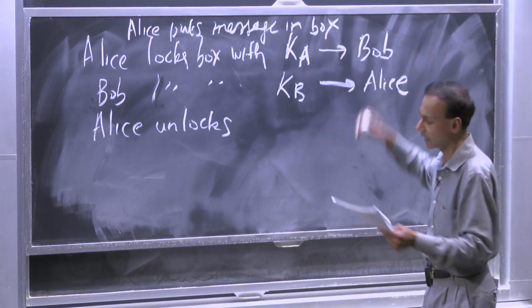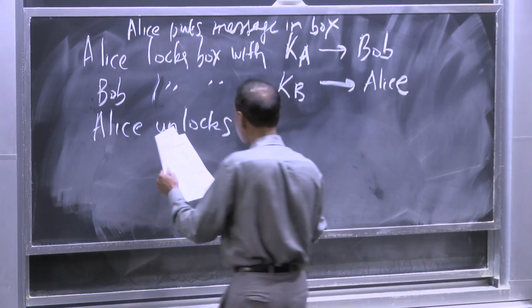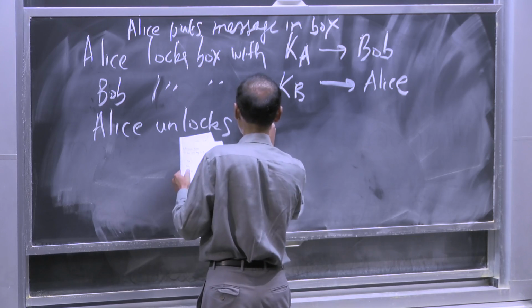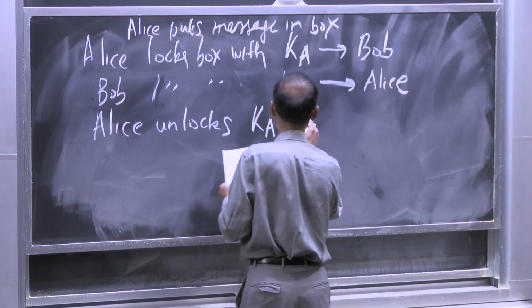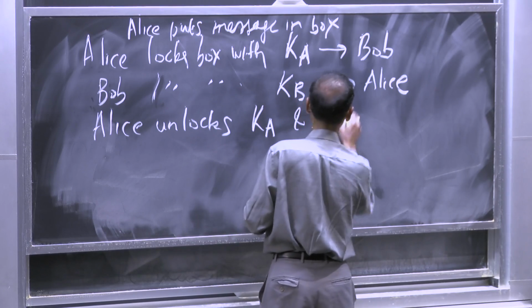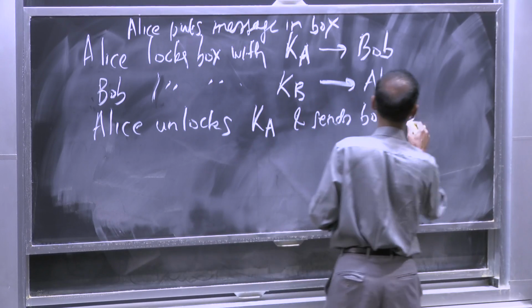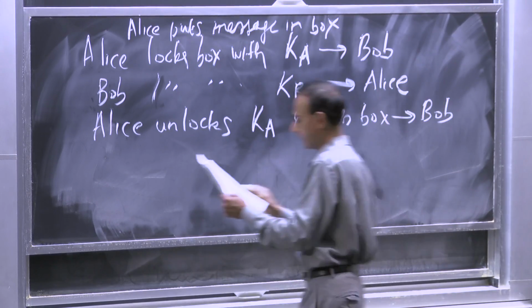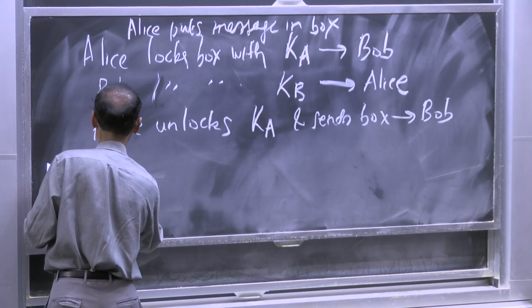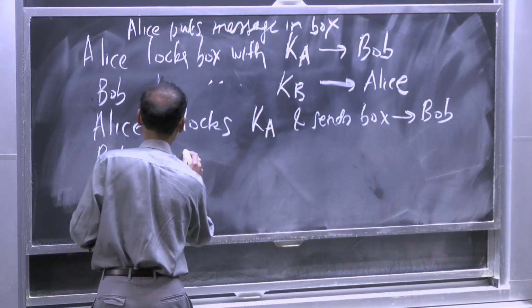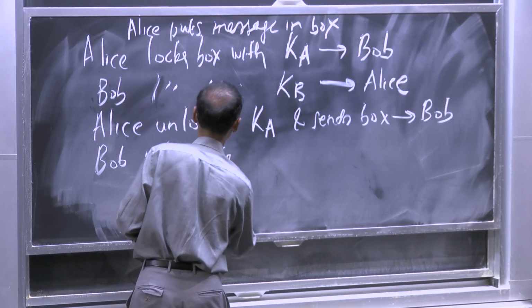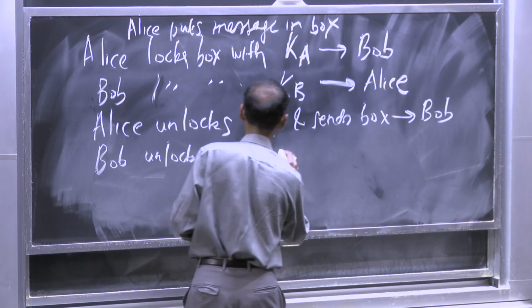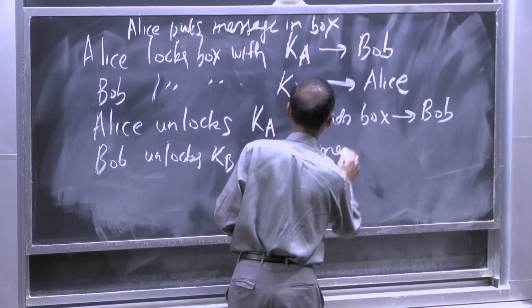And that message has the secret key inside of it. Alice unlocks KA and sends a box to Bob. And then Bob unlocks KB and reads the message. Right, so that's good.